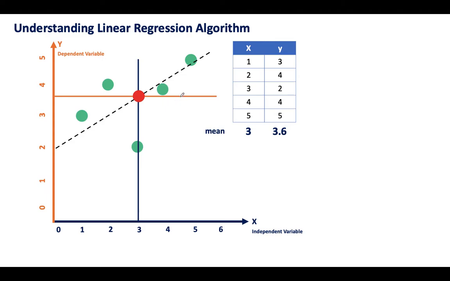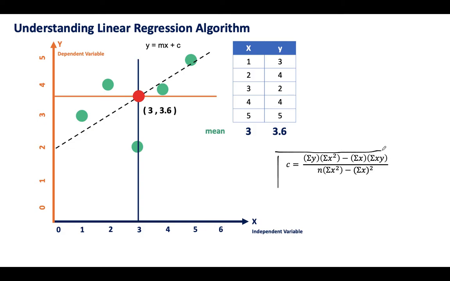That's it. That is the concept behind how we draw these things. This is 3 by 3.6. And we say this is one such line where all the points will be very near. That is the best fit line. Now there are several terms and several formulas to find the values of c and x and so on. So c is found using the formula: summation of y multiplied by summation of x square, minus summation of x multiplied by summation of xy, divided by n multiplied by summation of x square minus summation of x whole square.